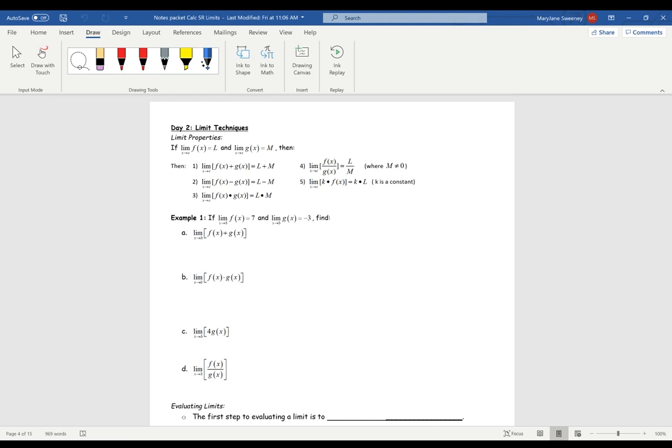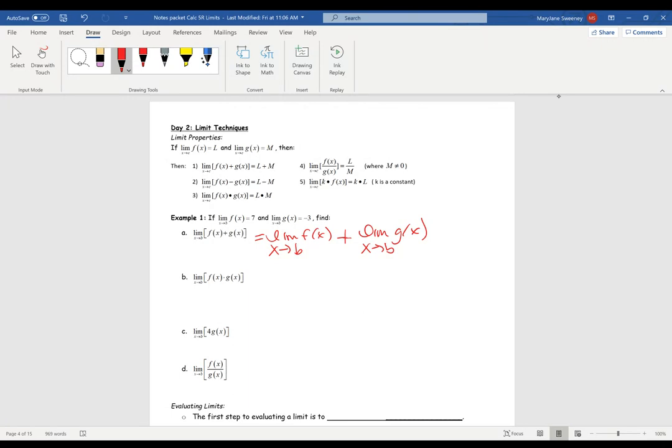Okay, for limits, day 2 of limits, we're going to be looking at limits more algebraically rather than graphically like we were looking at on day 1. The first example there talks about the limit as x approaches b of f of x plus g of x. That is equivalent to the limit of f of x as x approaches b plus the limit of g of x as x approaches b. So that's kind of using our property number 1 up above.